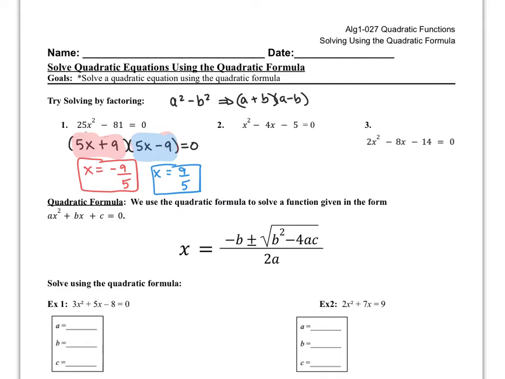On number 2, I'm going to factor this using a traditional trinomial pattern. My coefficient of x squared is 1, so that means all I have to do is find the two numbers that multiply to get negative 5 that add to negative 4, and so that would be negative 5 and positive 1, which would give me two roots of positive 5 and negative 1.